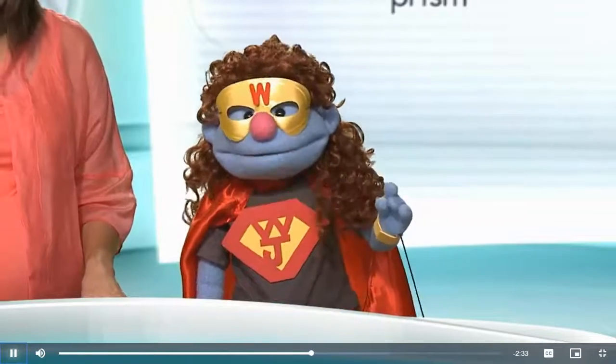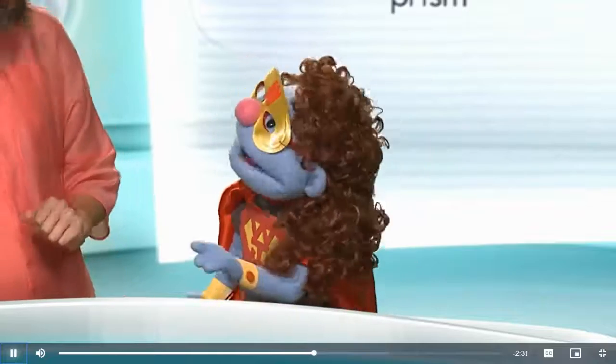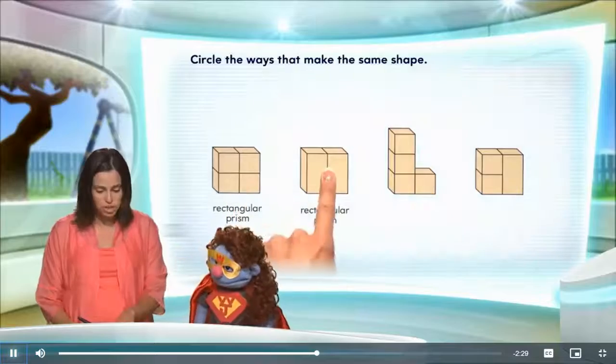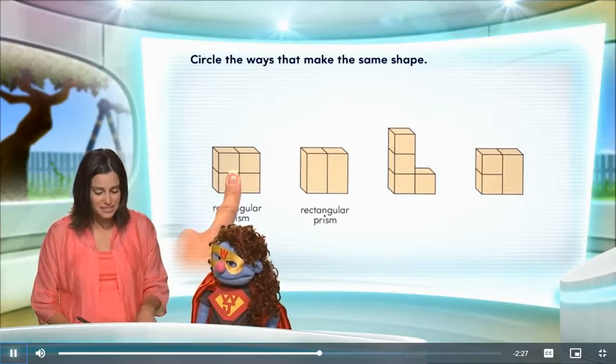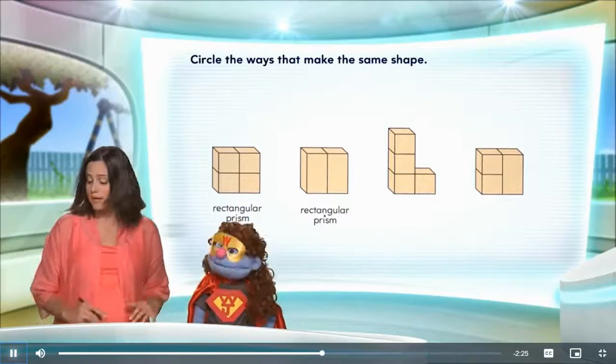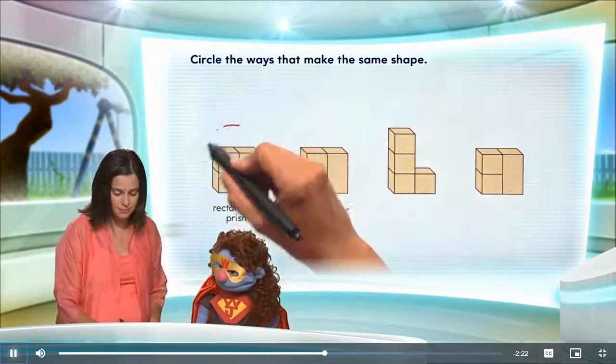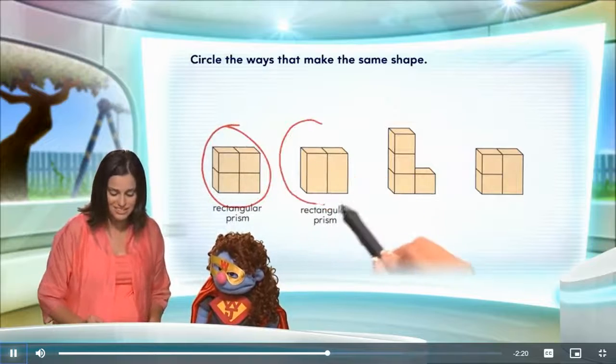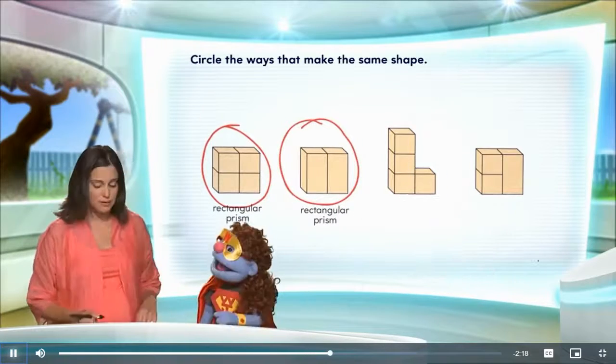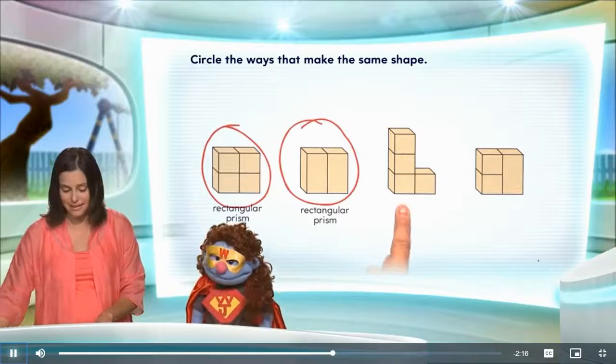Yes, it is. We're solving this puzzle. Both shapes are rectangular prisms, so they are the same shape. We can circle these. Remember, we're looking for the ones that are the same shapes. Let's move on to the next one.